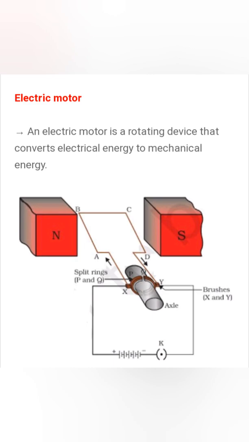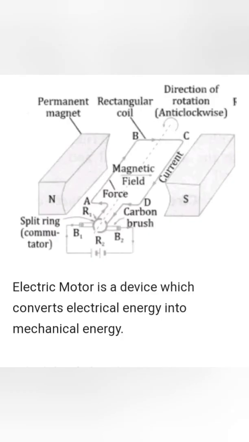Electric motor. It is a device that converts electrical energy to mechanical energy. Means as soon as you switch on the current, the motor starts to rotate. You must have seen the mixer grinders, the washing machines, fans at your home. As soon as you switch on, current flows through the wire and the motors rotate.